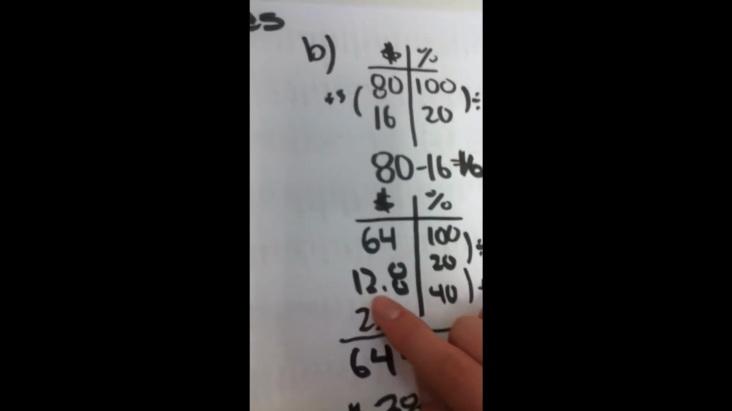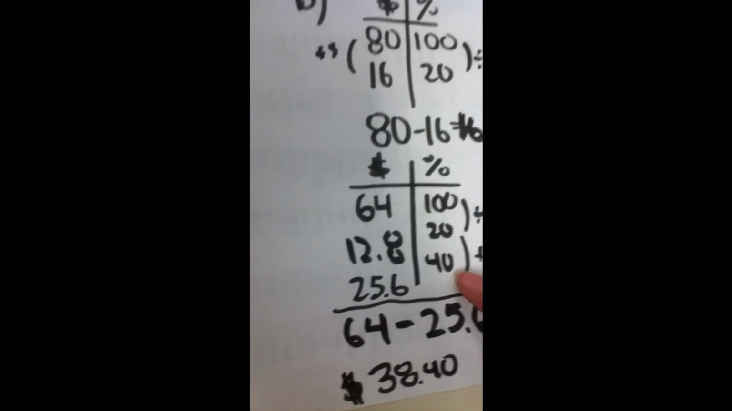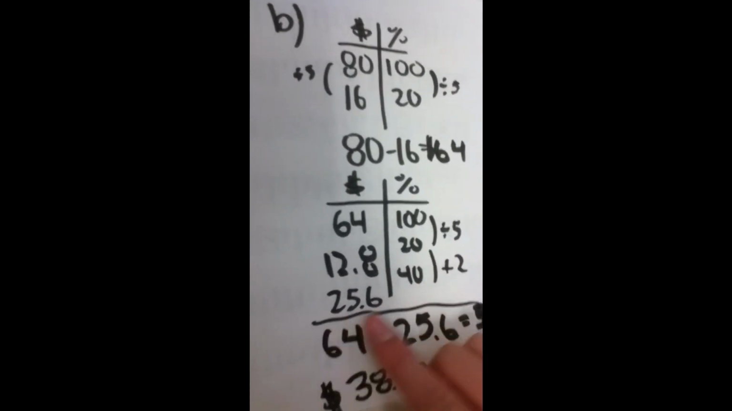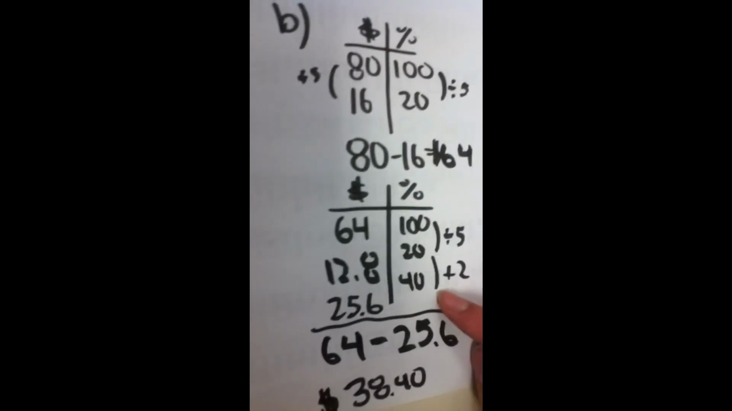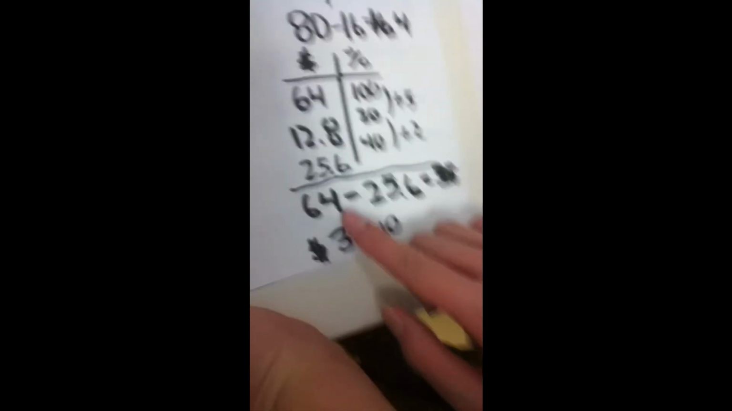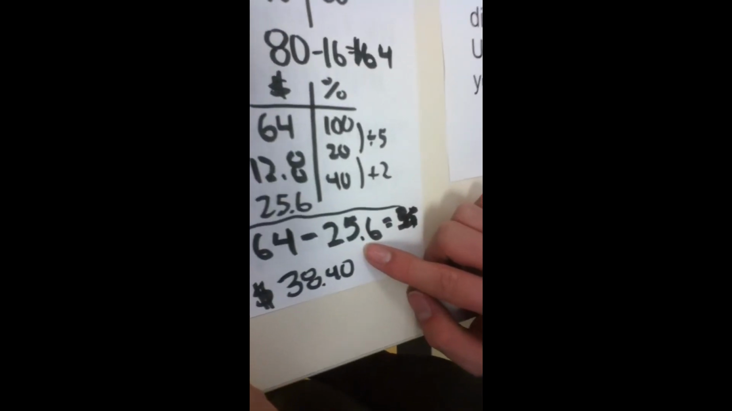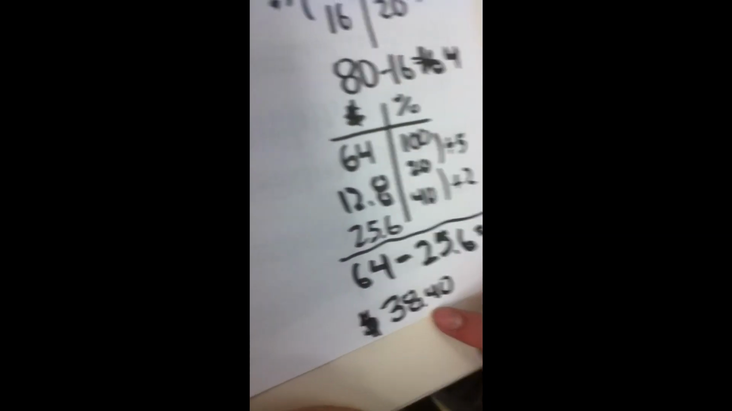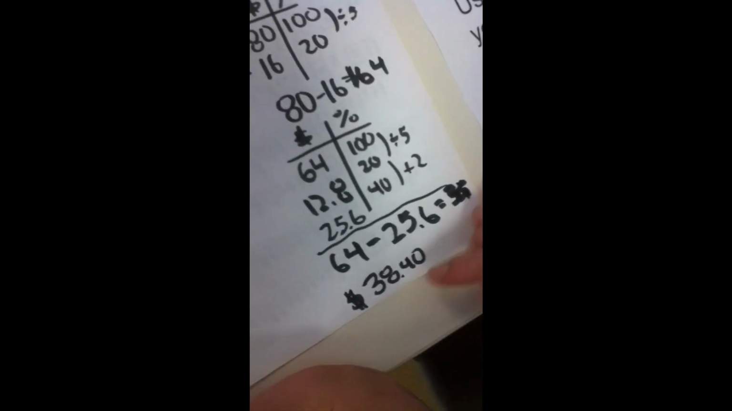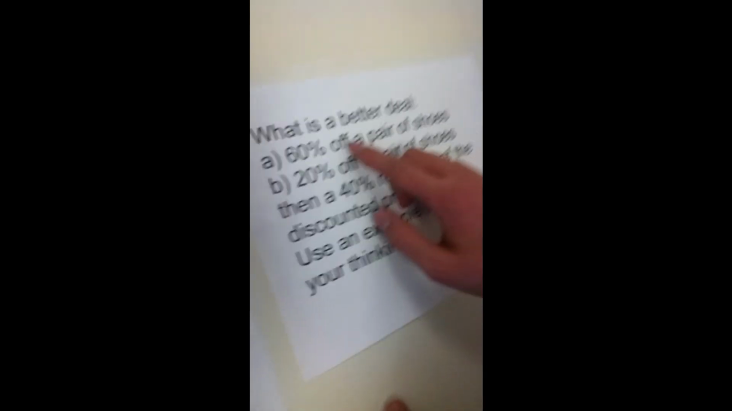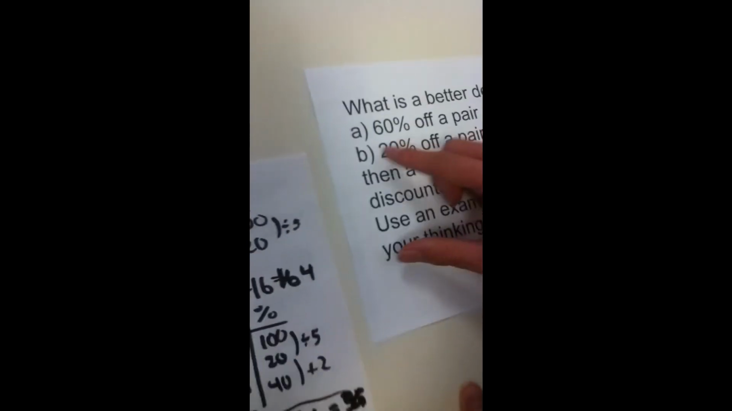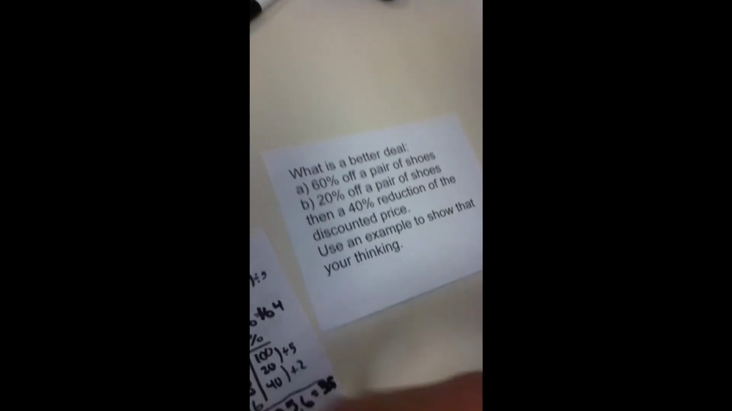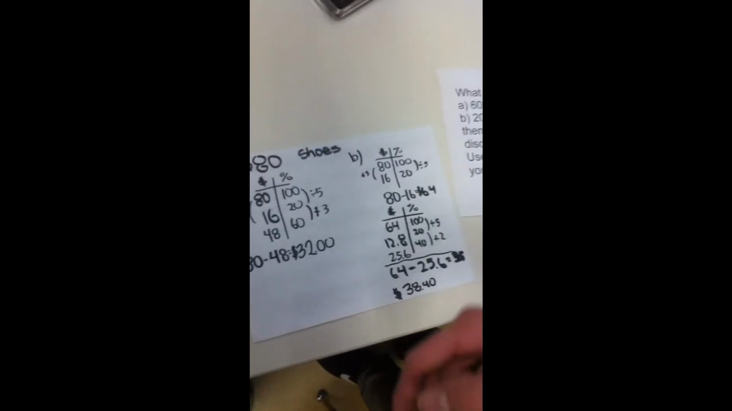And I did 12.8 times 2, and the other side the same, you get 40%, which was 25.6. And I did 64 minus 25.60, which equaled a total of 38.40. So I would rather choose the 60% off a pair of shoes rather than 20% off a pair of shoes, then a 40% discount, because it equaled less. Cool.